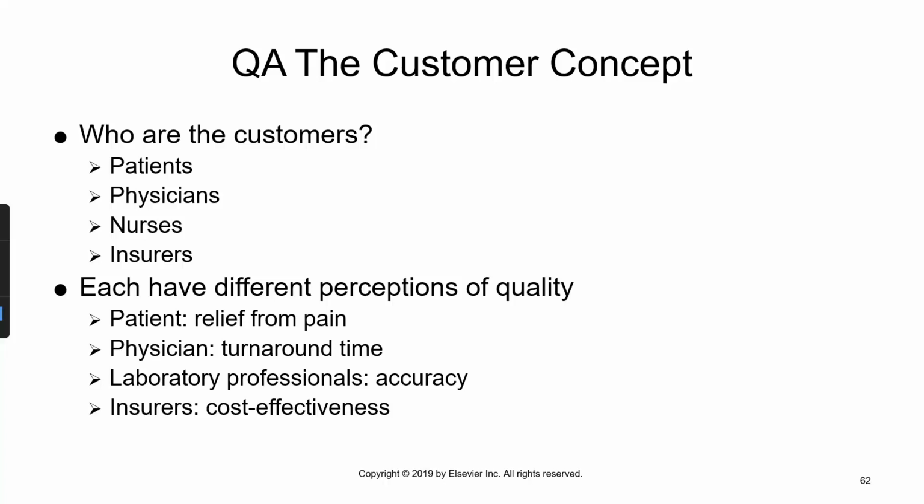And then insurers. Insurance is only going to pay for you to run the test once. So if you have to run it twice, they may or may not pay for it. So insurance is another customer. Each has different perceptions of quality. The patient wants relief from pain, the physician wants a fast turnaround time, the laboratory professionals want accuracy, and the insurers are looking for cost effectiveness. They're not going to pay for a $5 million molecular test when you can do it by hand with a rapid kit for $5.